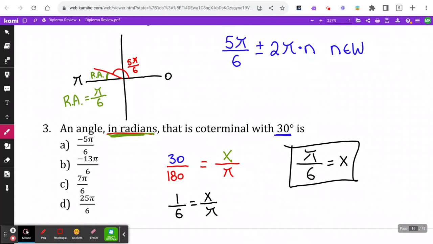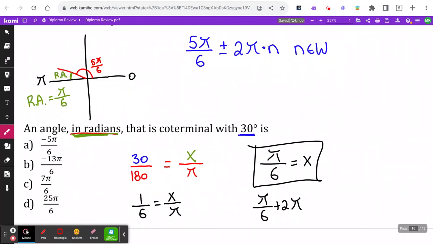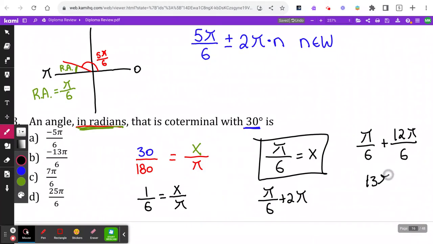But you could add or subtract 2 pi to that value, and that would also give you a full spin to the same spot. So if you added 2 pi, that's like pi over 6 plus 12 pi over 6. Right, get a common denominator. That's 13 pi over 6. That's still not an answer. I see negative 13 pi over 6, but I don't see positive 13 pi over 6.